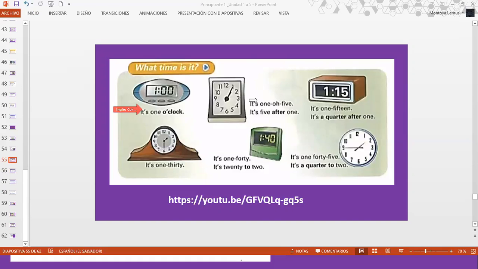It's 1 o'clock. It's 1:05, it's 5 after 1, or it's 5 past 1. Decíamos anoche que puede ser after or past. Okay, so after 1 or past 1. The same here. It's 1:15, or it's a quarter after one. Here it's 1:30, or it's half past one.